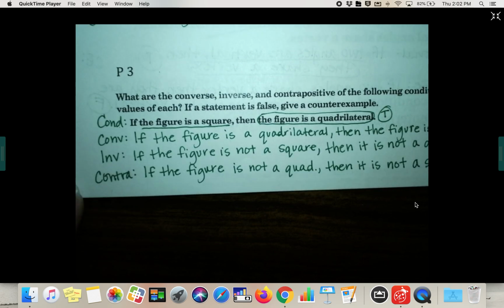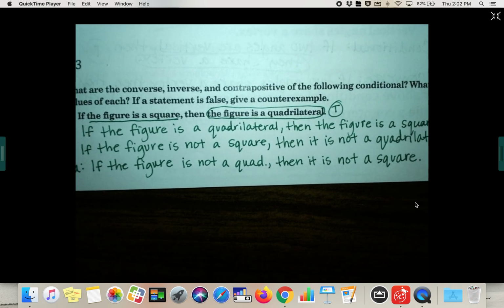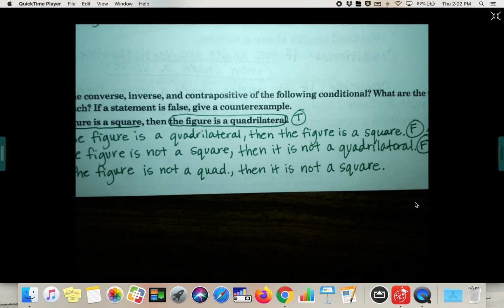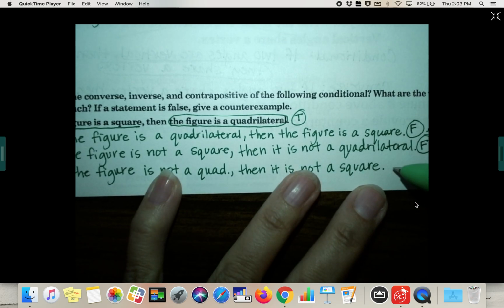All right, let's think about that. If the figure is not a quadrilateral, then it is not a square. If it's not a quadrilateral, that means it doesn't have four sides. And a square does have four sides, so it could not possibly be a square. So this one would be back to true.